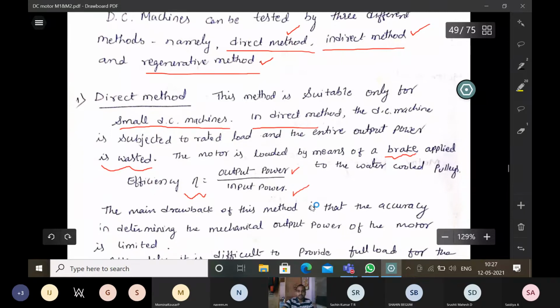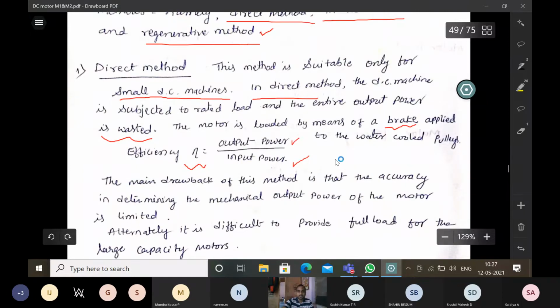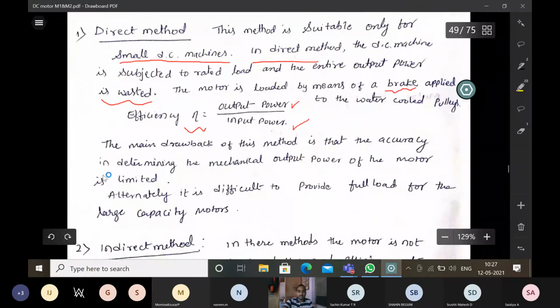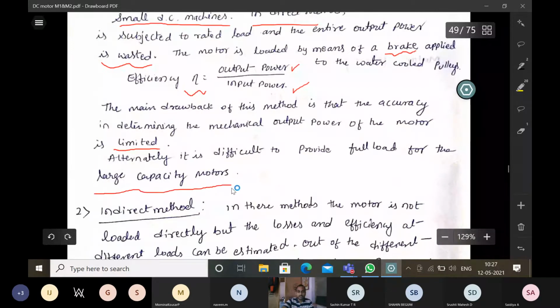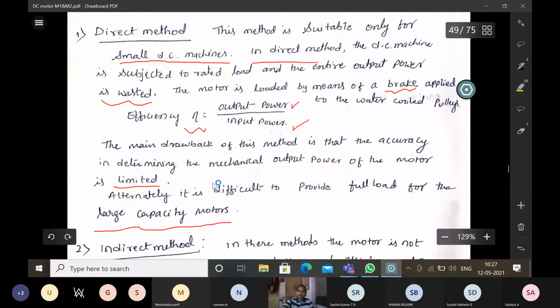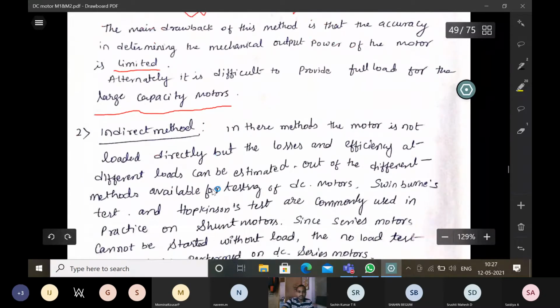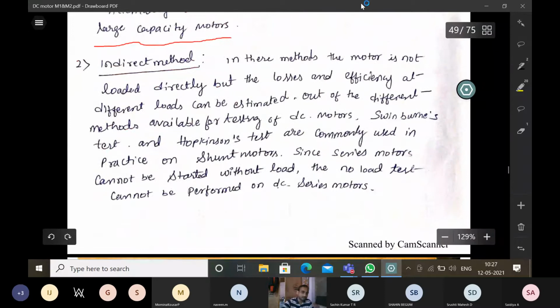The main drawback of this method is that the accuracy in determining the mechanical output power of the motor is limited. Alternatively, it is difficult to provide full load for a large capacity motor. A large capacity motor cannot be tested by the direct method. So this is called direct loading or the direct method. The second one is indirect loading or the indirect method.